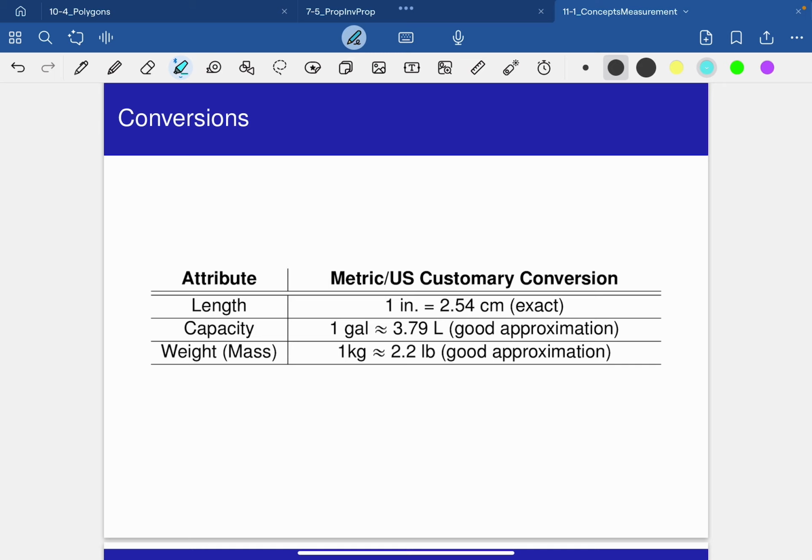So it turns out that in length, 1 inch is exactly 2.54 centimeters. You read that in your text. The inch is actually defined as that right now. But in terms of capacity and weight, we have approximate conversions. A gallon is about 3.79 liters, and a kilogram is about 2.2 pounds. Those are the conversions we can use to get from one system to the next. And of course, once you have a length conversion, you can get an area conversion as well as a volume conversion.